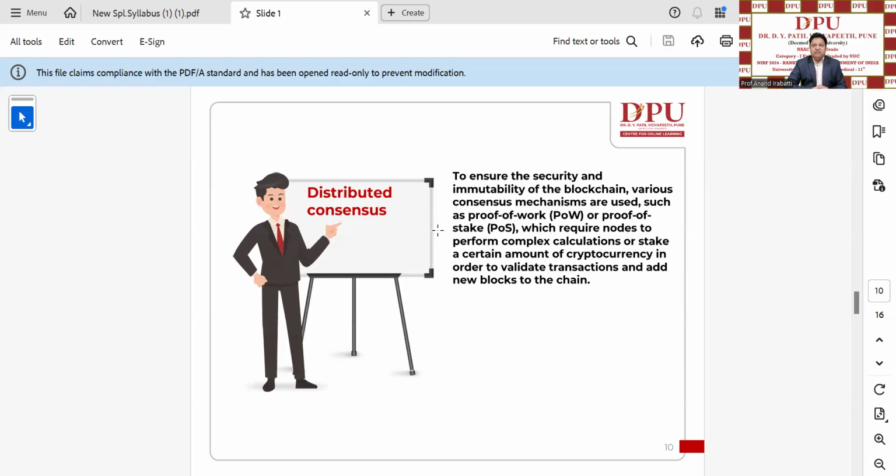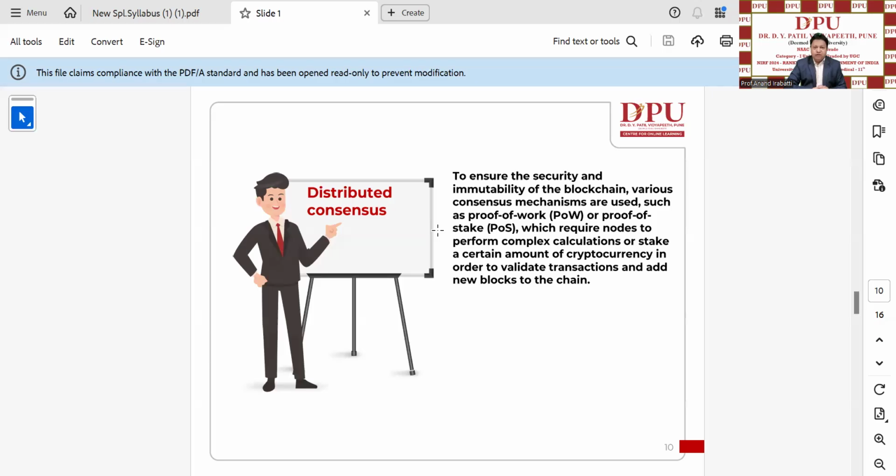So in case of proof of stake, a miner has to put an amount of cryptocurrency at stake in order to get the chance to validate the transaction. Because there are multiple miners, who is going to validate the transaction? If I'm implementing proof of stake, the miner who puts the maximum amount of stake in the form of digital currencies will be given the first priority.